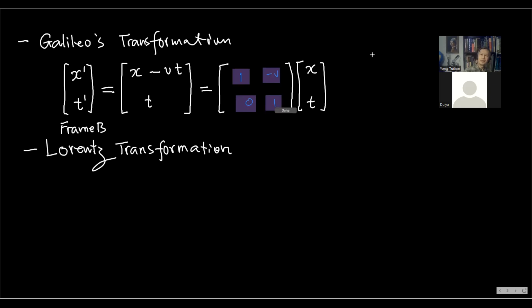Yes, very good. So for the Galileo transformation, the transformation matrix is equal to this simple matrix: 1, 1, 0, negative v. Can you see? Yeah. How about the inverse?